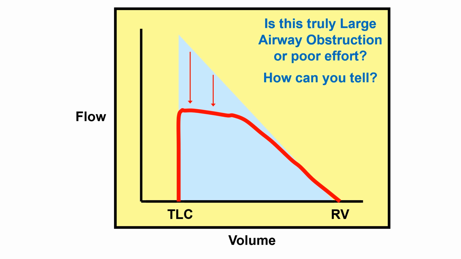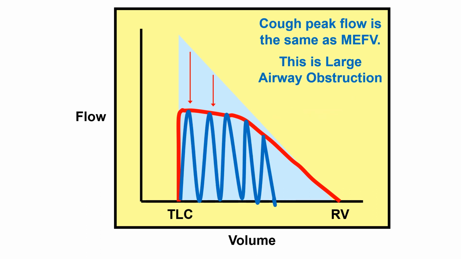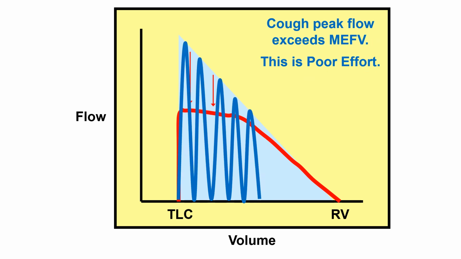Now, the question often arises, is this truly large airway obstruction or poor effort, and how can you tell? So the way we can do it is ask patients to do a cough peak flow. So if patients cough and this is what they get, this is probably real, because with coughing, which ordinarily is the highest flow rates possible, they could not exceed this curve. On the other hand, if it looks like this, then clearly they can achieve these flow rates. It's just that this was poor effort.